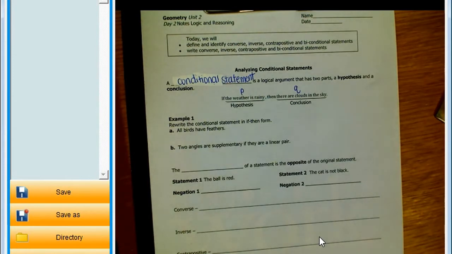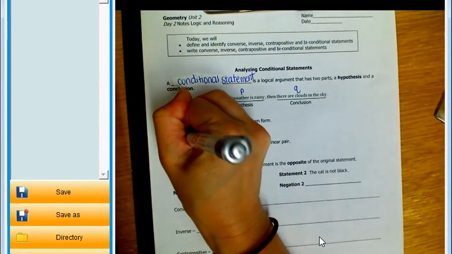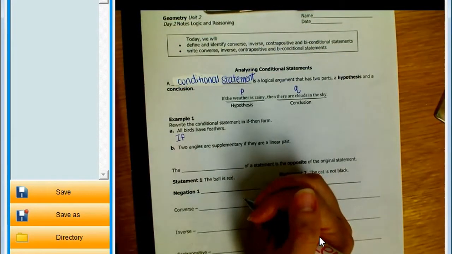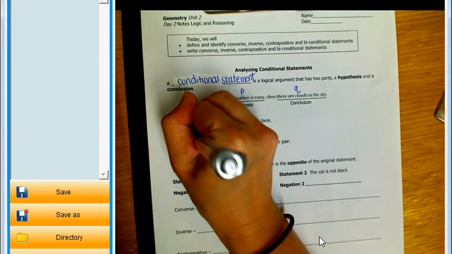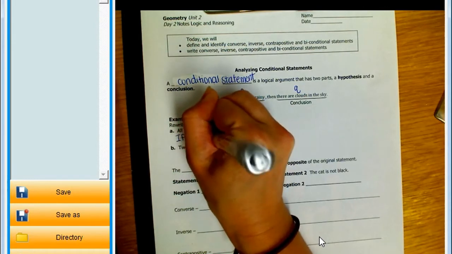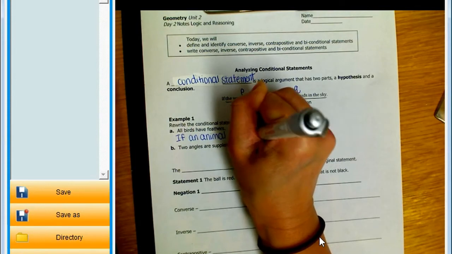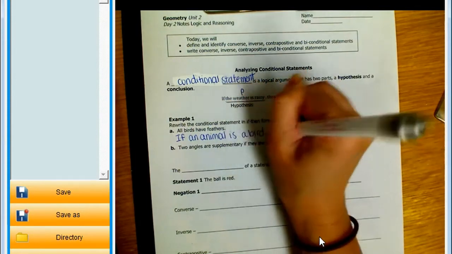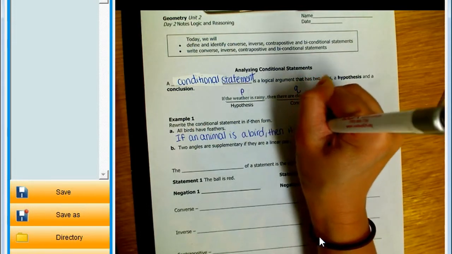In example 1, you need to rewrite the conditional statement in if-then form. Example A, all birds have feathers. So we always start with if, and we know we're talking about birds having feathers. So if an animal is a bird, then it has feathers.